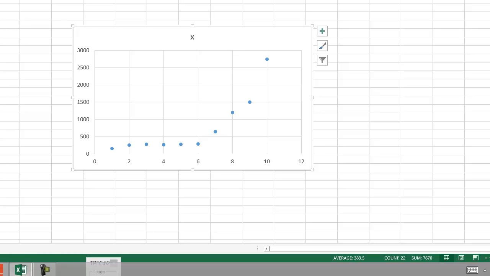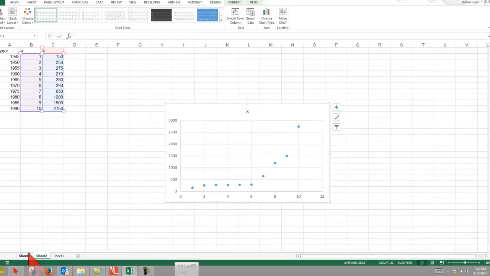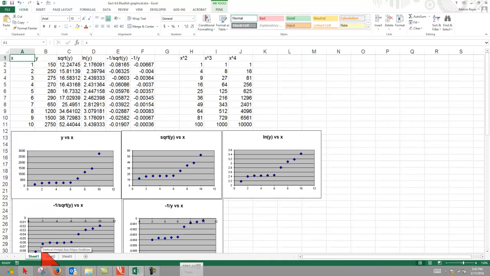Now in the first tab, let me just show the result of a lot of work. Here's the scaled year and the actual y value. Here's my first shot at transformation, a transformation to linearize. I replace y by square root of y. So this column B has transformed into column C.